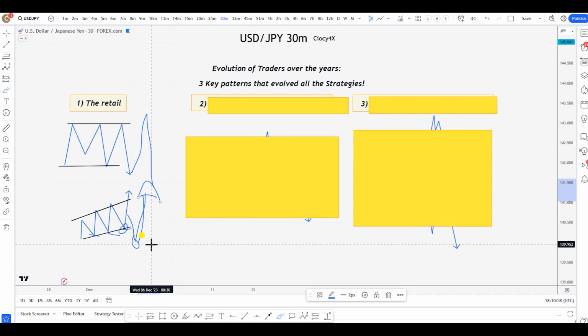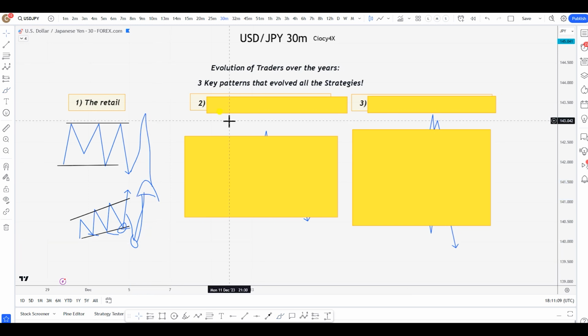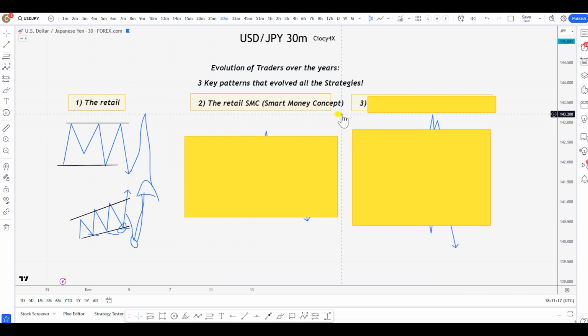Then over the next few years, now we are getting very close, let's say around 2018, 2019, that was the beginning, because I was one of the first that literally started learning the second evolution, that's how we'll call it, the evolution of retail traders that came into the market. So what are they? Who are they? Well, I actually call this retail trader the retail trader with the SMC concept, the smart money concept.